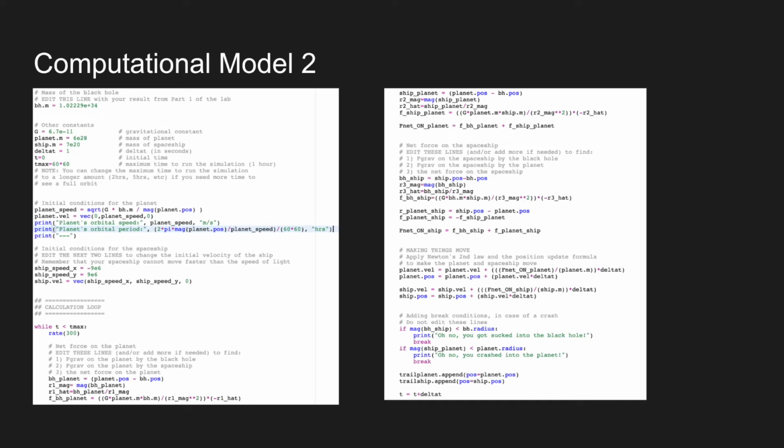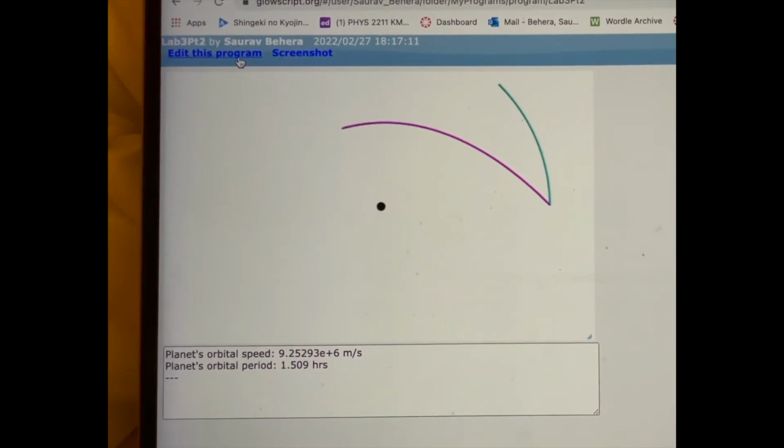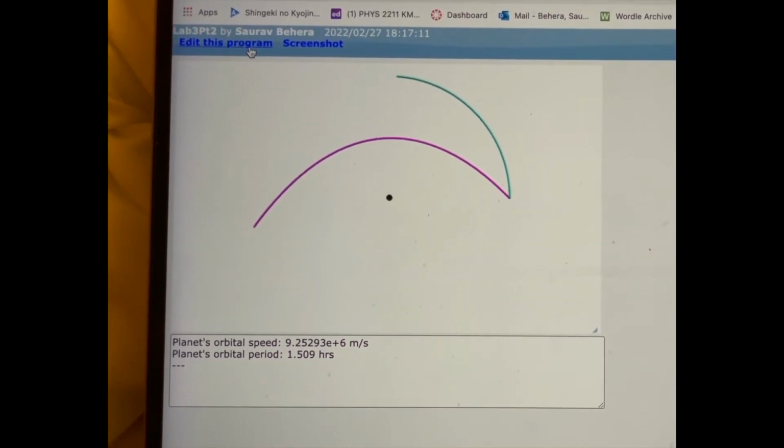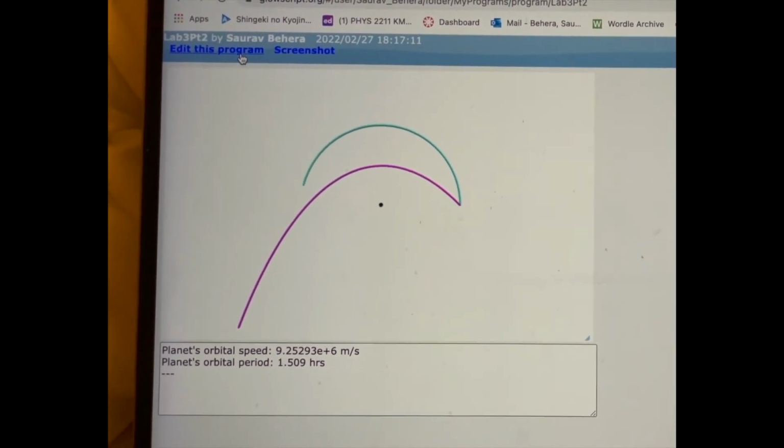In the iteration loop, we calculate the net force of the black hole on the planet and the spaceship every second, and we use Newton's universal law of gravitation to solve that. To model the planet's and the spaceship's movement, we use Newton's second law to constantly update the changing of each respective position and velocity. So here is a quick video of the model in action, and the orbit in the purple is the spaceship and the orbit in the blue is the planet.